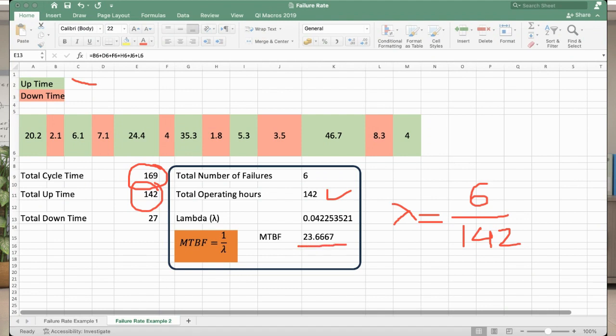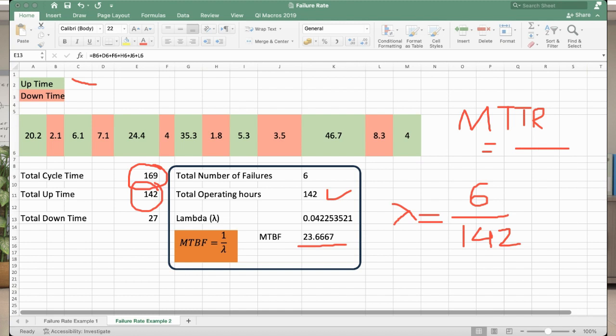Mean time between failures is around 23 hours, almost 24 hours. It means, my friends, every 23 hours we will have some failures. Now you may ask me, how are we going to calculate MTTR, mean time to repair? Do you have any question? Do you have any comment? How are we going to explain this?